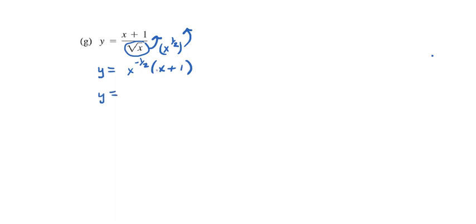And now we don't want a product here. We want individual terms, right? We want a polynomial. That's how we work with the power rule and the sum difference rule.